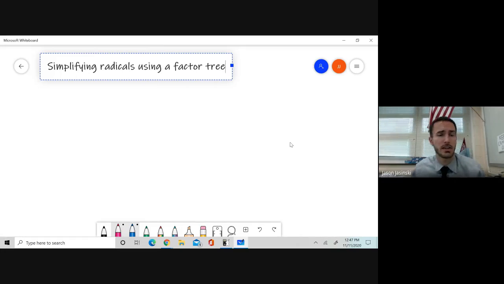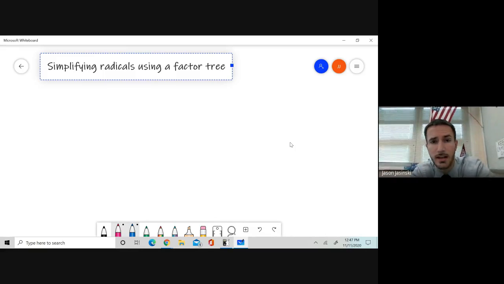Everyone. Today's lesson is on simplifying radicals using a factor tree. So this is a creative technique that I came up with that you could simplify radicals or square roots by factoring the numbers into prime factors using a factor tree, and then a creative story I have to help you finalize the answer. All right, so we'll do a few examples.